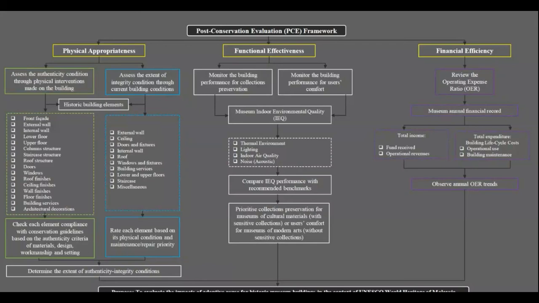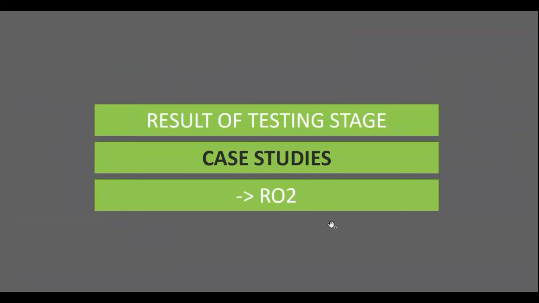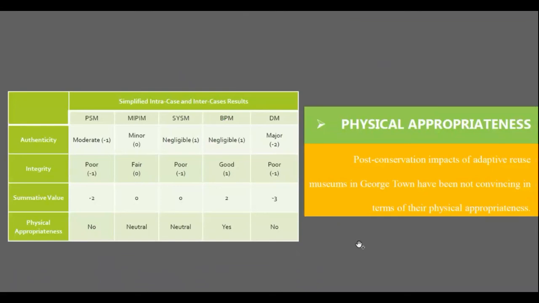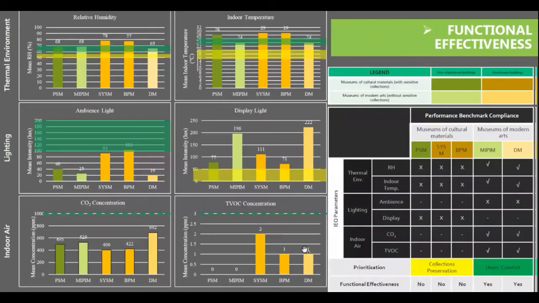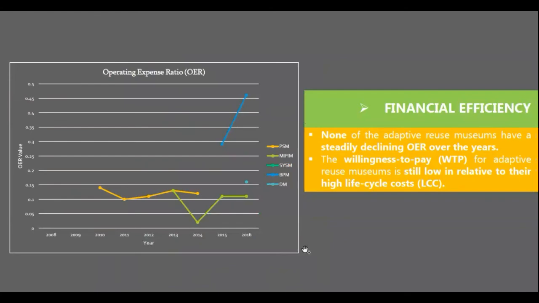After getting this framework, I bring it to the testing stage. These are examples of the results that I get from the case study. Remember previously I showed the conceptual evaluation framework, then I test this framework and I get results. So these are the results at the testing stage using case study. From this stage, I get the information about the physical appropriateness of the building, the results on functional effectiveness, and the results on financial efficiency.